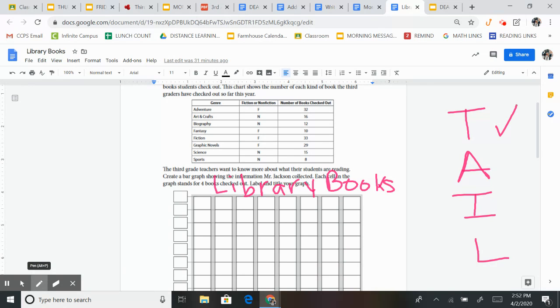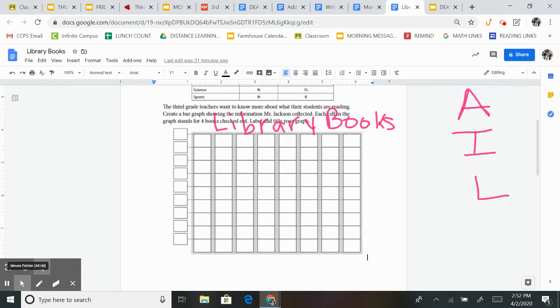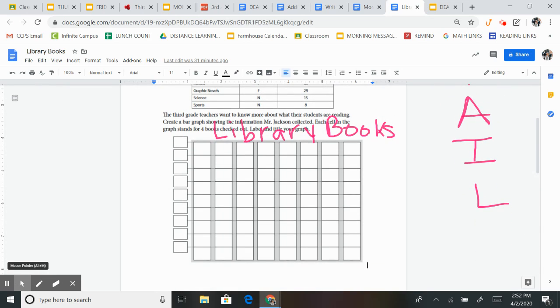Now we need to label our axis. So we're going to have to figure, okay, what is this going to represent? And then what is this going to represent? So typically on a bar graph, we know that our graph goes from the bottom to the top. So usually this part of our graph is going to be where our numbers or where our intervals go.